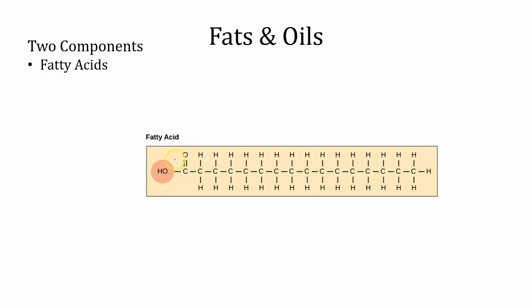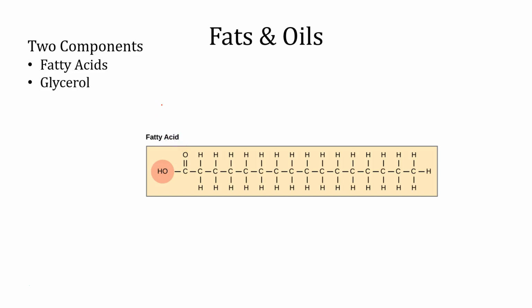And if you remember from our discussion of functional groups, hydroxyl groups are slightly acidic because this H can actually leave and dissociate, and it releases hydrogen ions into the solution. And anytime you're releasing hydrogen ions into solution, you're decreasing the pH, and that's going to be increasing the acidity of something. So we call them fatty acids.